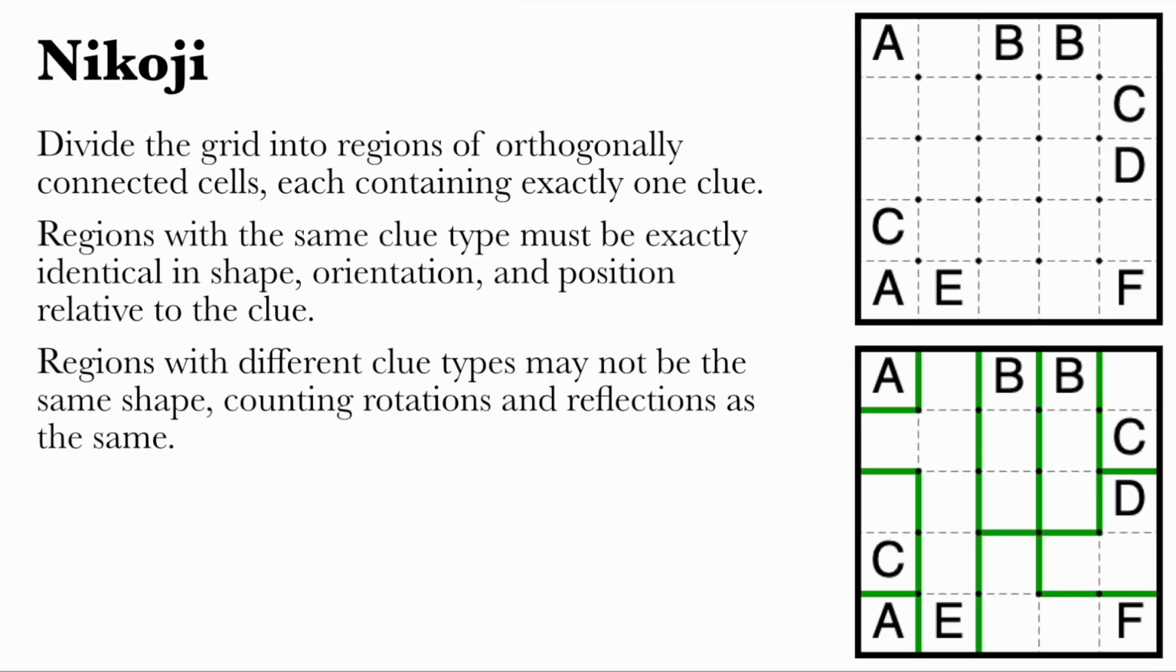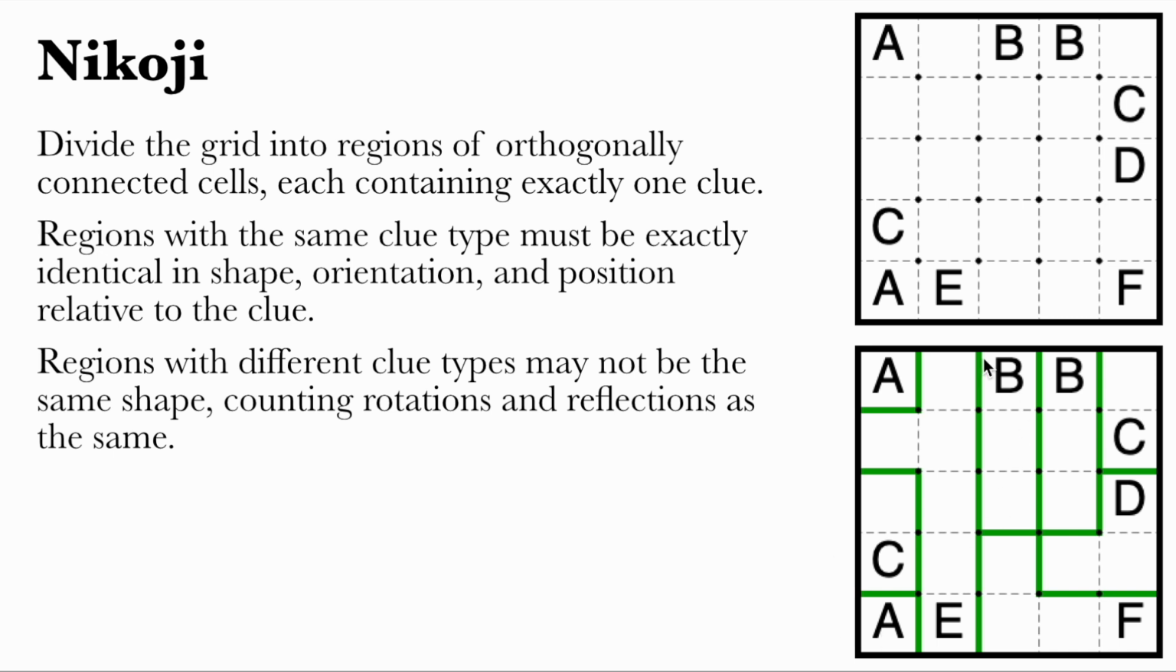Today's puzzle is called a Nikoji. It's not something that rings a bell for me, so let's discover it or rediscover it together as we take a look at the rules. In Nikoji, we divide the grid into regions of orthogonally connected cells, each containing exactly one clue.